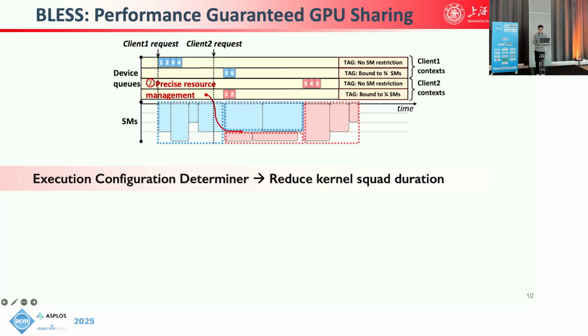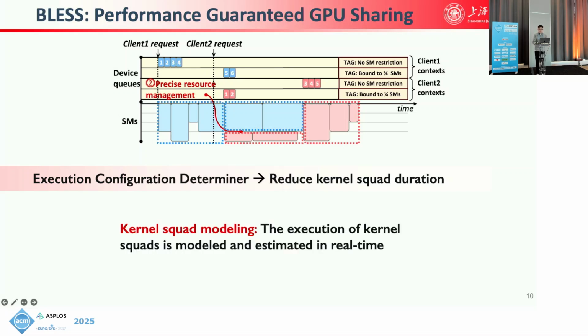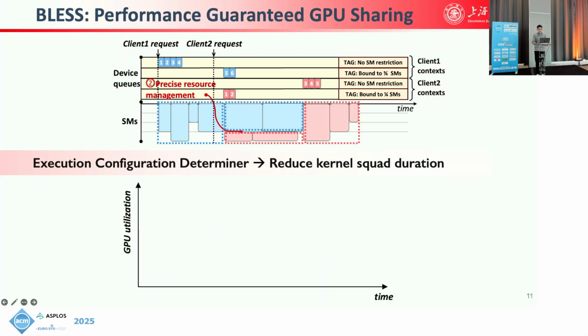After determining the scheduling method for kernel squads, the next step is to identify a good execution configuration for these squads and manage the resources correspondingly. This is achieved through the execution configuration determiner, whose goal is to minimize the execution time of each kernel squad. The key lies in effectively modeling the runtime behavior and performance of kernel squads while also estimating their execution conditions during runtime.